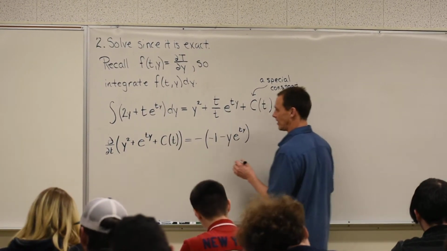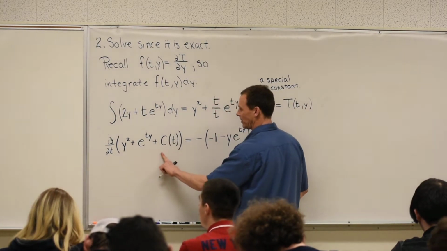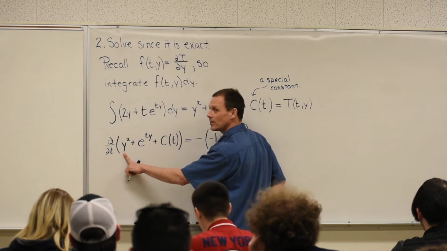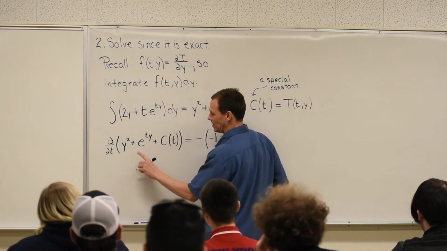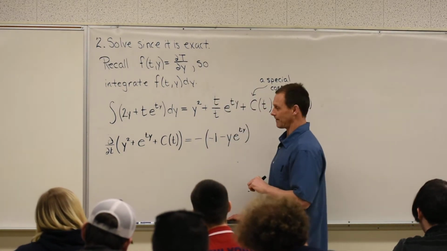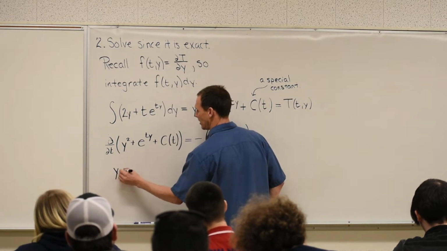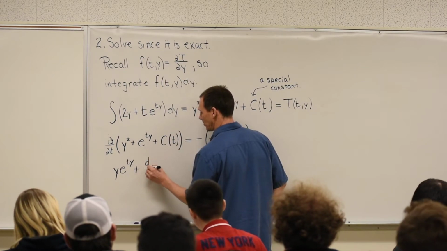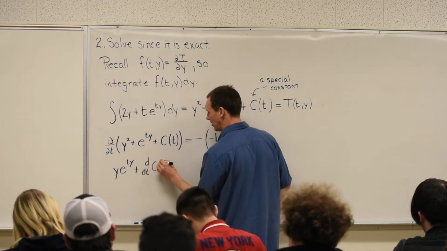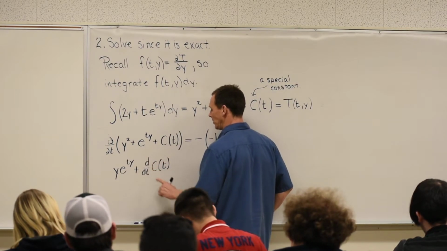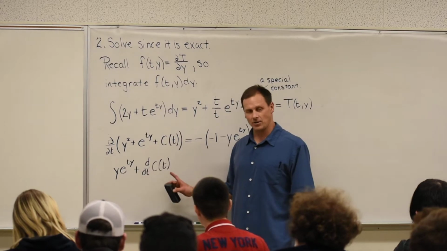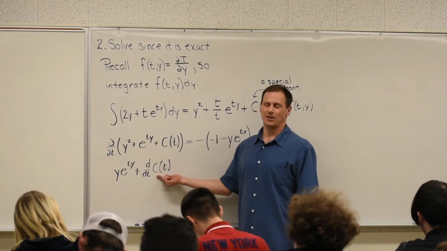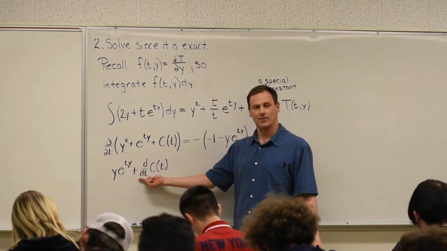And so let's just clean this up. So if I take the partial of the left-hand side with respect to t, the partial with respect to t of y squared is 0. The partial of e to the ty becomes, yeah, y e to the ty plus the derivative with respect to t of c. And you might be like, how come you're not using the partial notation? You don't have to, you can. If you're not using it though, this is only a function of t, so writing the partial derivative or writing the derivative in this form is the same thing.